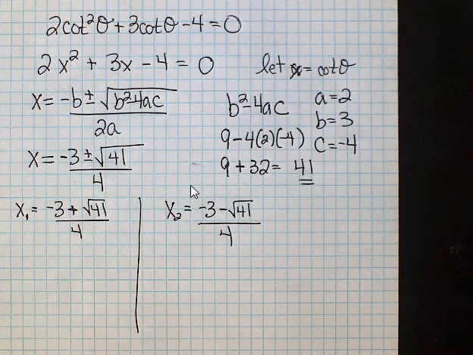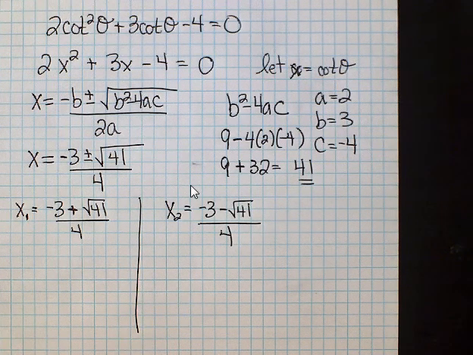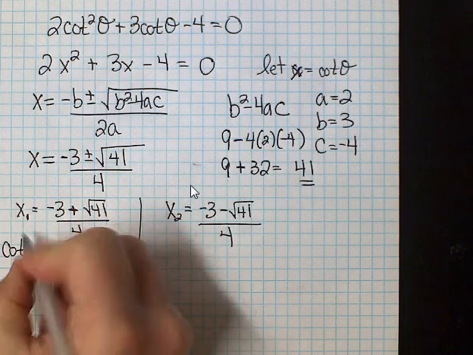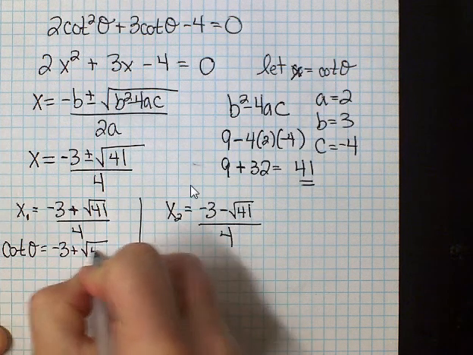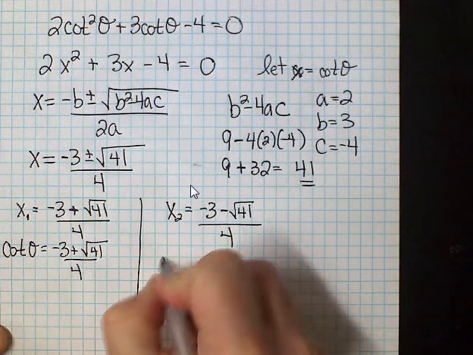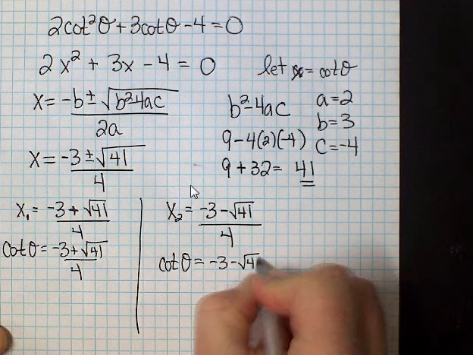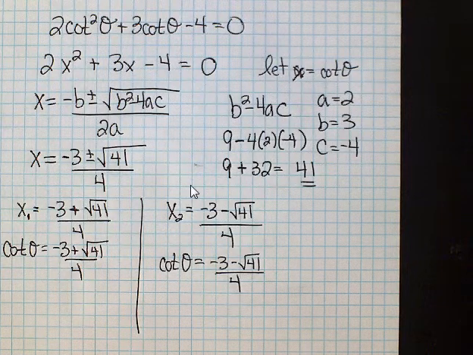What was x? What did we let x be? Cotangent. Here's where you pull it back. Here's where you make it a trigonometric problem again, once you get x by itself. So now I'm going to pull that cotangent back. I have cotan of theta is equal to negative 3 plus the square root of 41 over 4. Over here I have cotan theta is equal to negative 3 minus the square root of 41 over 4. What do you think my next step is going to be? Calculate. Let's go find out what that is.